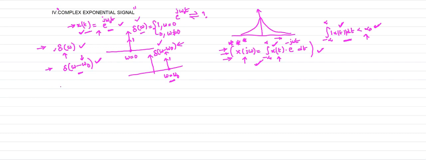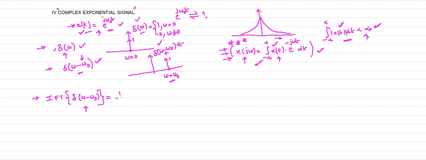Using this shifted impulse signal, I am going to find the Fourier transform of x of t. Let us observe clearly. I just consider the impulse signal which is shifted to the right hand side, and I am going to find the inverse Fourier transform of delta of omega minus omega naught, this frequency domain signal.